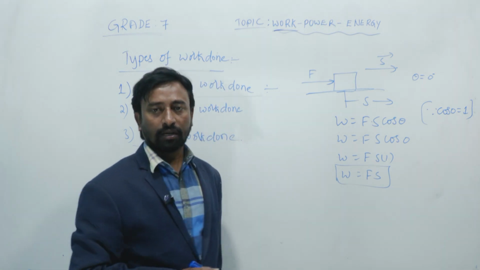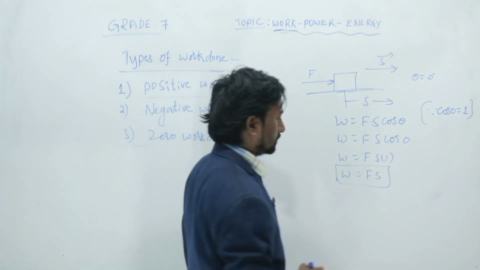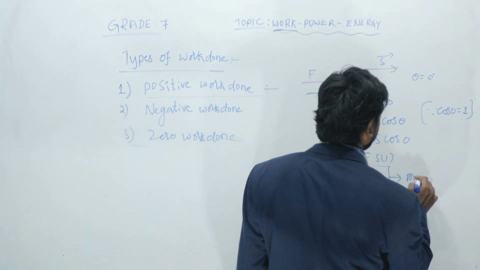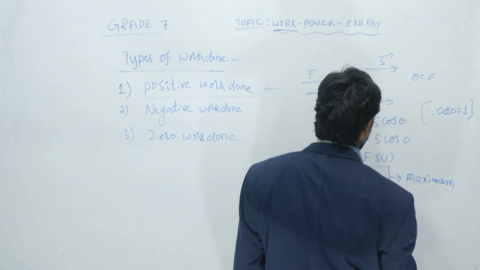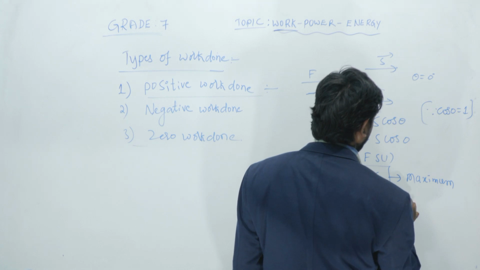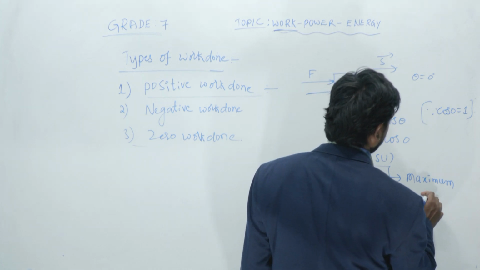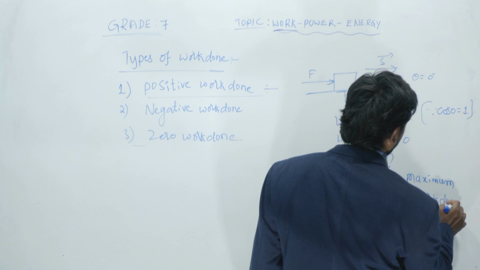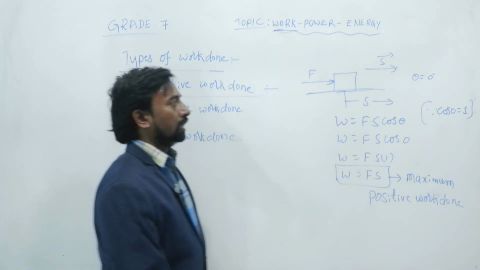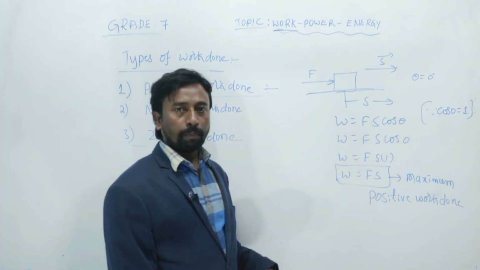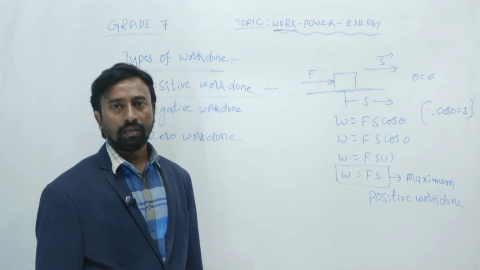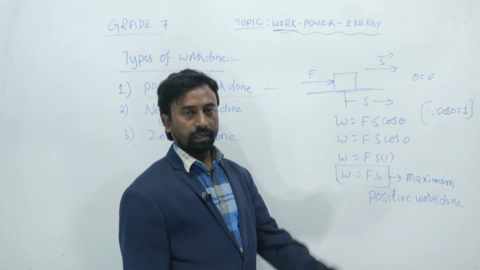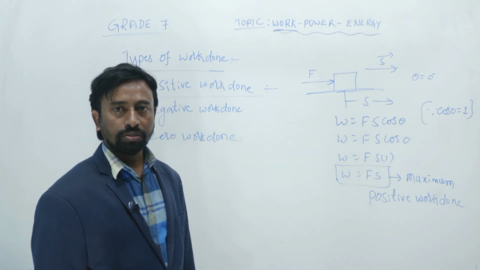This is the maximum work done. We can say it is the positive work done. Maximum work done and positive work done. This is a positive work done. It means if the displacement of the body takes place in the direction of the applied force, then maximum work done takes place. That is called the positive work done.